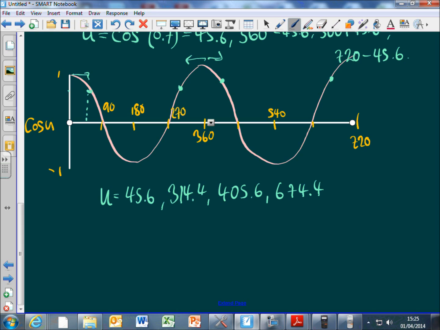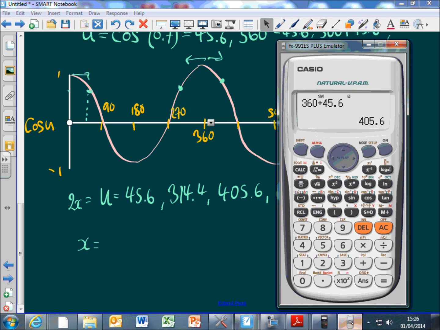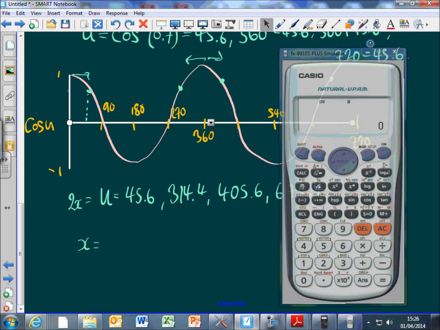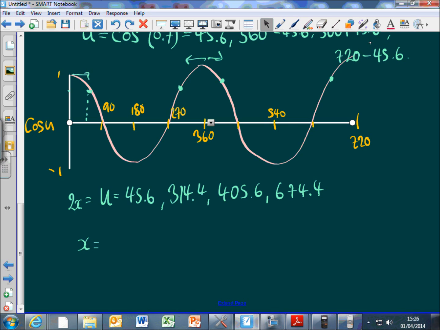Okay. However, we're not quite finished, because u is something that we made up ourselves. What was u, do you remember? 2x. So we're actually saying 2x equals this. Okay. We just want x. So what do we do to all our answers? We just halve them all, okay? So I've got 45.6 half. What did you say? 22.8.